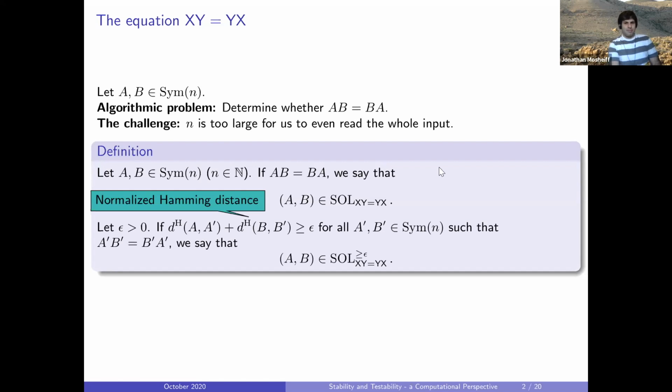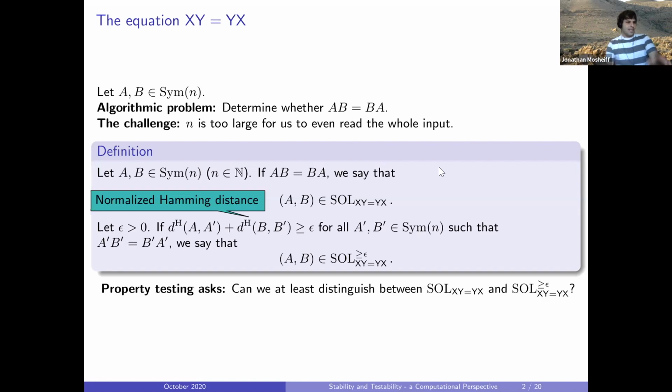And by epsilon far here, we mean that, let A prime and B prime be some commuting pair. And we measure the Hamming distances of A from A prime and of B from B prime. So the Hamming distance between two permutations is just the number of elements on which they don't agree. It's the number of x's such that Ax is different than A prime x, and this is normalized. It's divided by n. Okay, so if the sum of these two Hamming distances is at least epsilon, we say that the pair AB is epsilon far from being a solution.